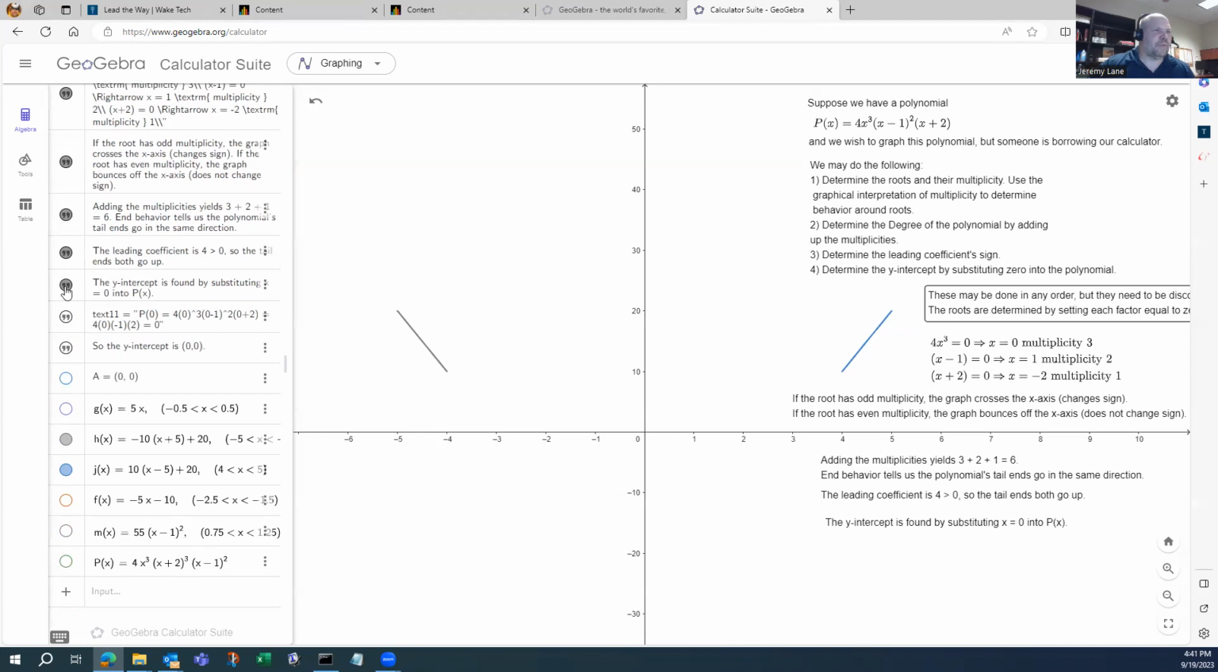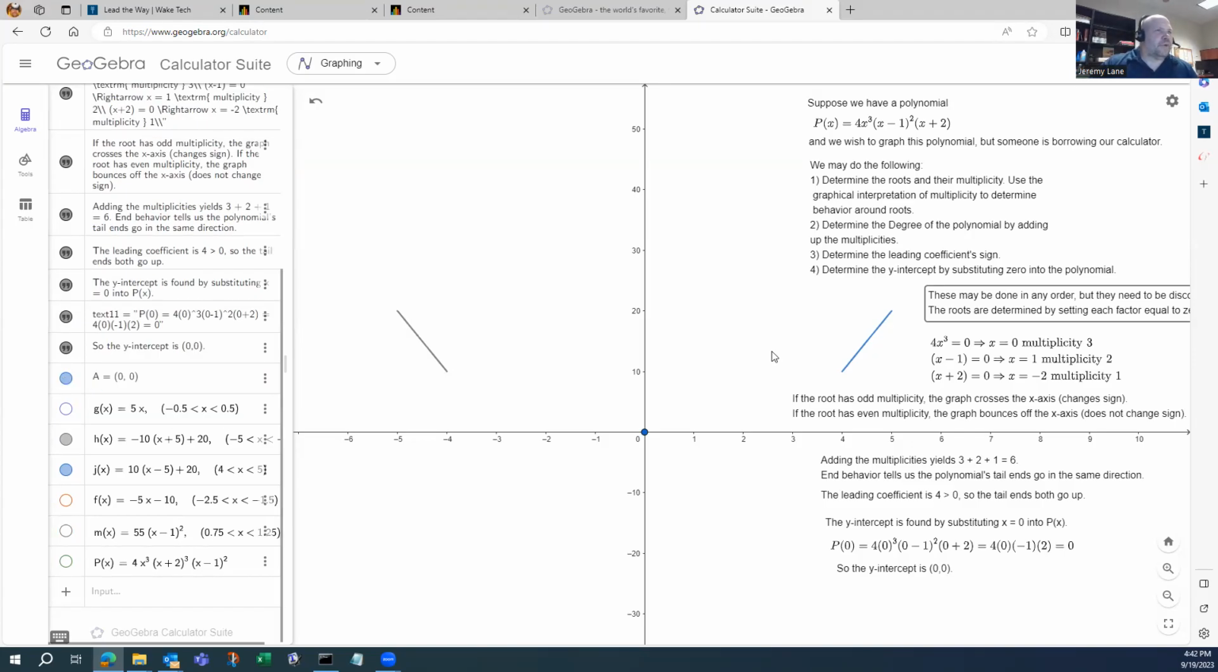Now, our last step is the y-intercept. So we plug in x equals 0 into the polynomial. And when we do this, we get p of 0 equals 4 times 0 cubed times the quantity 0 minus 1 squared times the quantity 0 plus 2, which results in just 0. So the y-intercept is at (0, 0). So now we know where it crosses the y-axis.